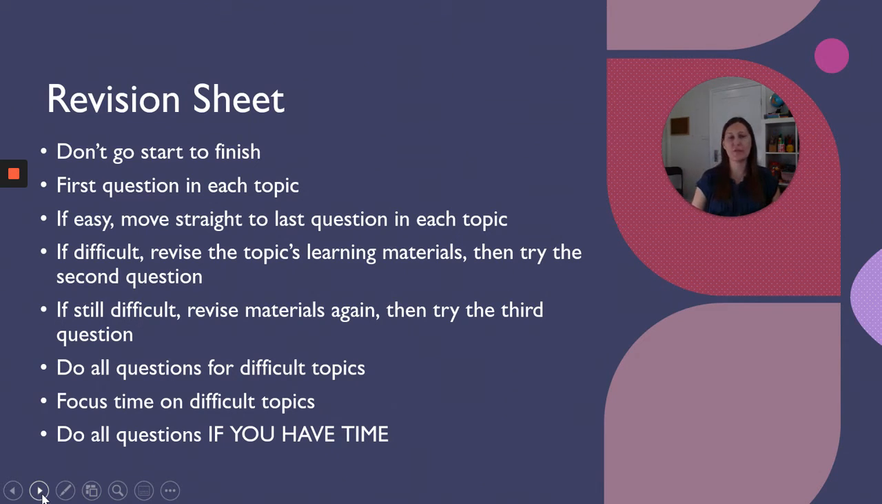So be strategic. First question, if it's easy, last question. If the last question's hard, go and look at the revision materials and come back and have a go at a question from the middle. If the first question's hard, go and look at the revision materials, come back, try the second question. If that's okay now, do the last question and then move on and then come back to that topic at the end. Okay.